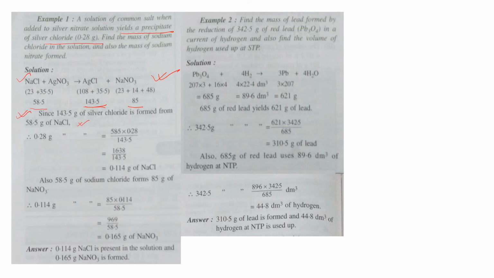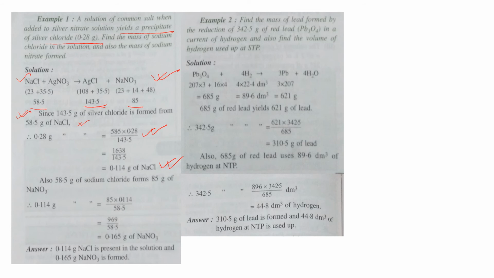So I am having 0.28 gram of AgCl. I am getting 0.28 gram of AgCl formed from 58.5 into 0.28 divided by 143.5. This is the unitary method, and after solving I am getting 0.114 gram of NaCl. Okay, that much NaCl is used.